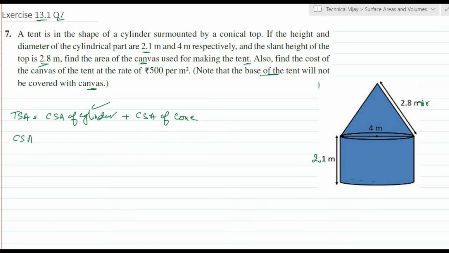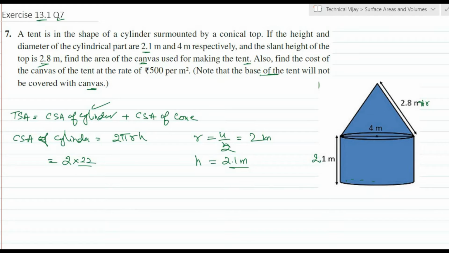So first we will calculate the curved surface area of the cylinder. We know that this is equal to 2 pi R H, where R is the radius, which is equal to 4 meter divided by 2, because 4 is the diameter. So this is 2 meter. H is the height, that is 2.1 meter he has given. So now we will substitute: 2 into 22 divided by 7 into R, which is 2, into 2.1. So 7 ones are 7, 3 here. So this is 88 into 0.3, which is equal to 26.4 square meter.